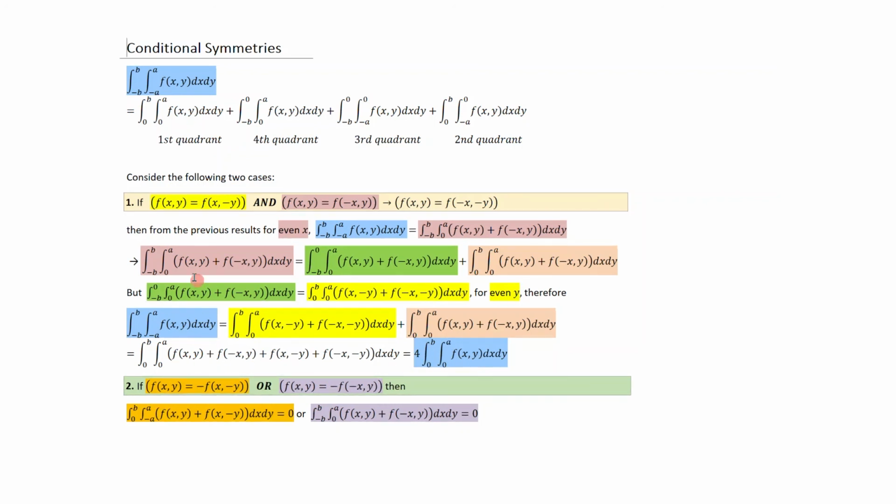Again, it's a conditional. This condition is satisfied and this condition is satisfied. This is satisfied by virtue of the fact that both of these are satisfied. With all of these satisfied, we end up basically with this expression here. A second conditional statement is if f of xy equals minus f of xy, or f of xy equals minus f of x minus y, both cases odd functions, then we end up with this final result. In both cases, the value is 0.